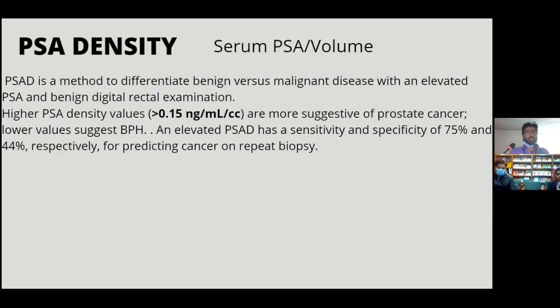So PSA density is calculated by dividing serum PSA by the prostatic volume. PSA density is a method to differentiate benign versus malignant diseases. Higher PSA density values, greater than 0.15 nanogram per ml per cc, are more suggestive of prostate cancer. Lower values suggest BPH. An elevated PSA density has a sensitivity and specificity of 75% and 44% for predicting cancers on repeat biopsy.